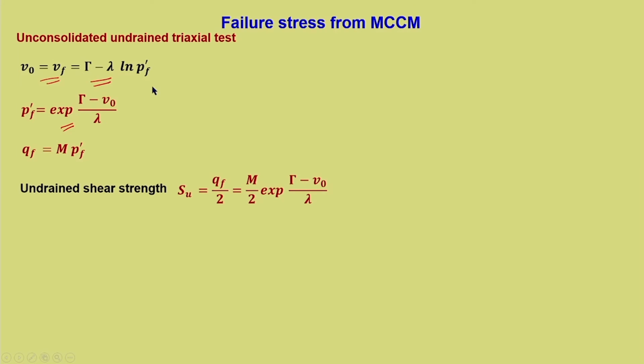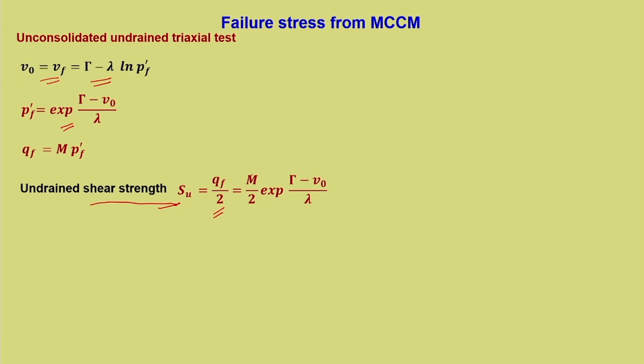Now, let us discuss the unconsolidated undrained triaxial test. We know V naught is equal to Vf is equal to gamma minus lambda ln P dash f, because it is an undrained test. Please refer back if you are finding it difficult; we are not going to repeat it. So, P dash f can be written as exp gamma minus V naught upon lambda, and Qf is equal to m into P dash f. Undrained shear strength Su is equal to Qf by 2.